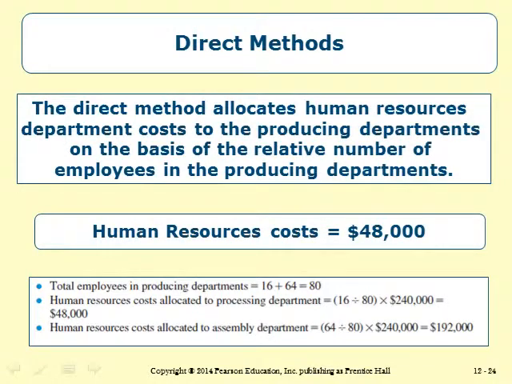So we can see again with respect to the total number of employees in the producing department, there are 16 employees in the processing department, and there are 64 employees in the assembly department to give us 80 total employees. And we see we're ignoring the number of employees in the facilities management department. And so we have 80 employees in our producing departments, and so 16/80 times 240 of cost in the HR department creates an allocation of $48,000 to the processing department, and likewise using the same approach based on 64 employees, we're allocating $192,000 worth of cost to the assembly department.